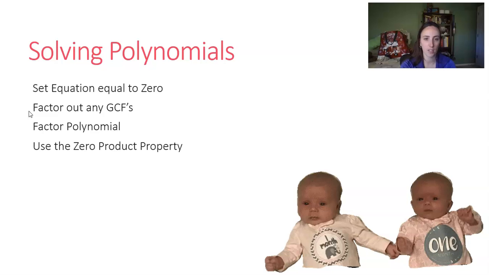Pull that biggest shared factor out front, and then write what is left over inside parentheses. From there, you want to factor the polynomial. You may factor with the normal trinomial method, or you may have to do factor by grouping. Lastly, you're going to use what's called the zero product property.